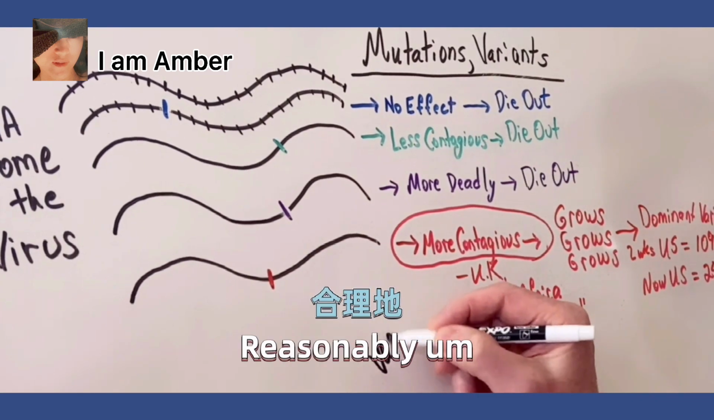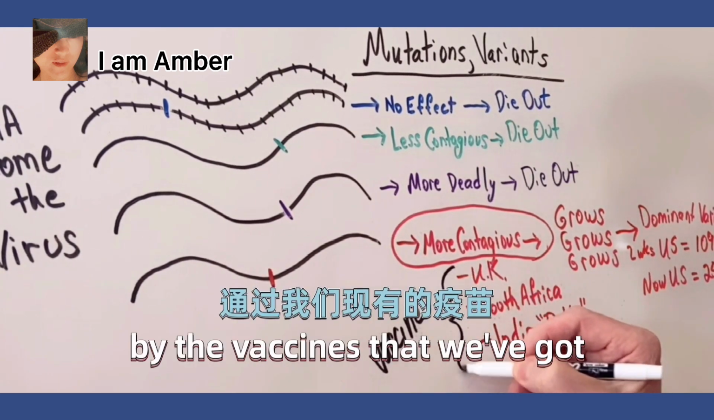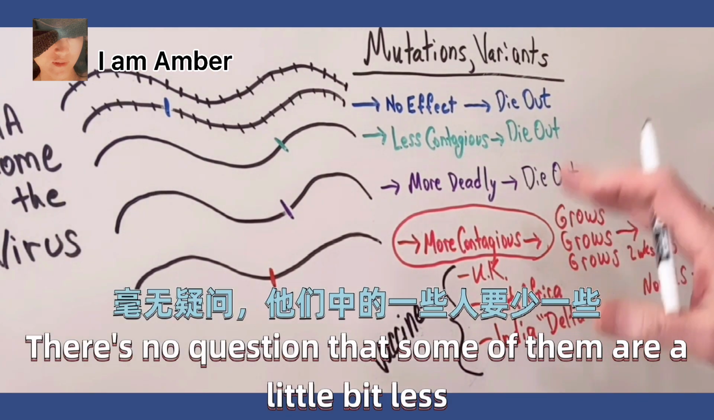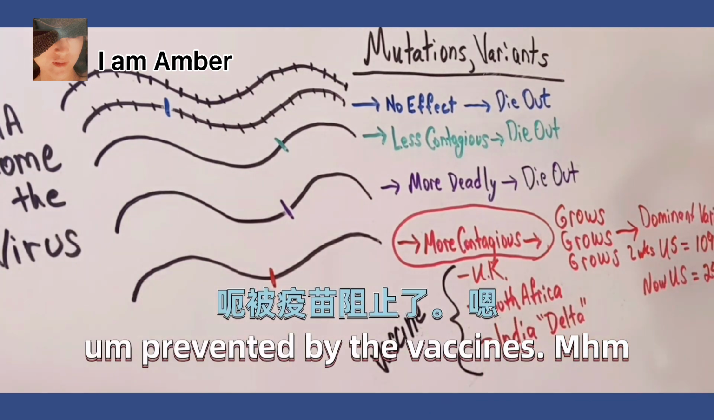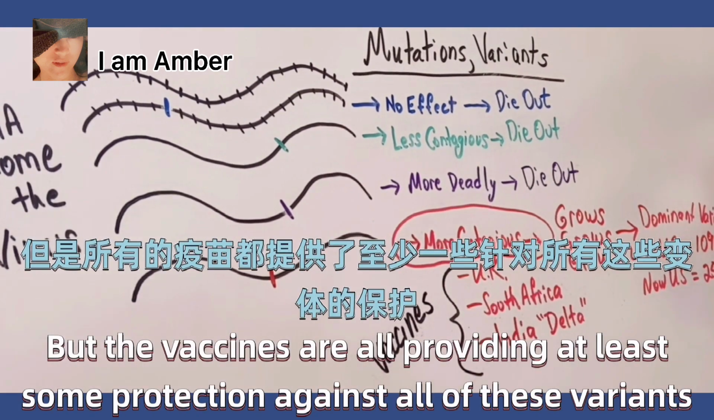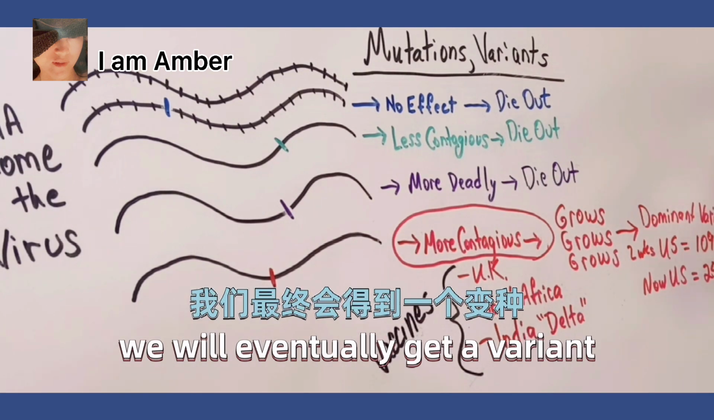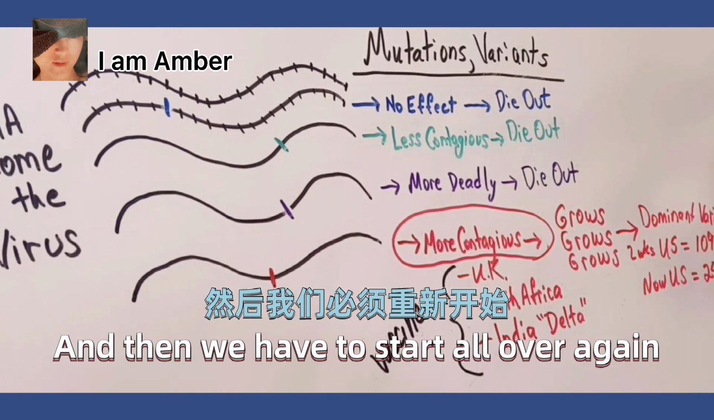Now, one other thing to note is that so far it looks like all of these are reasonably well protected by the vaccines that we've got. There's no question that some of them are a little bit less prevented by the vaccines, but the vaccines are all providing at least some protection against all of these variants. But if we don't stop the overall spread, we will eventually get a variant that is not at all protected by the vaccines, and then we have to start all over again.